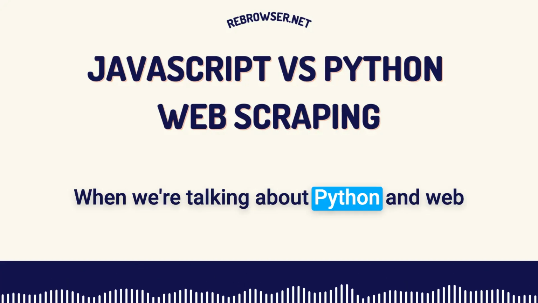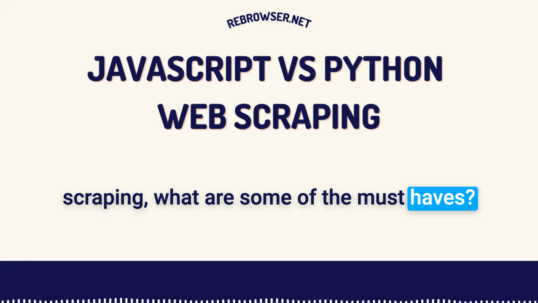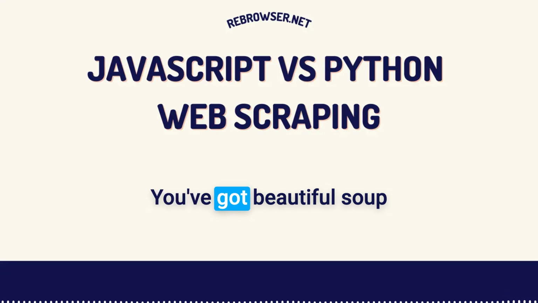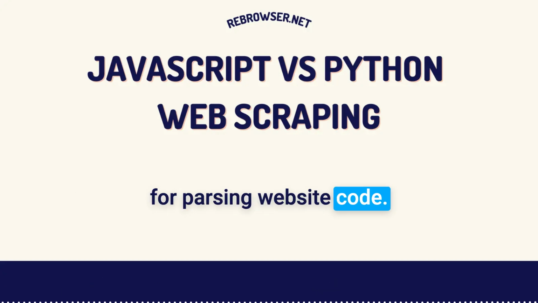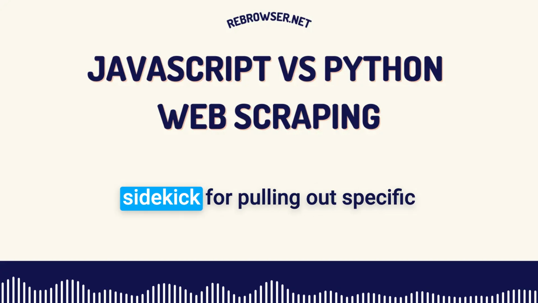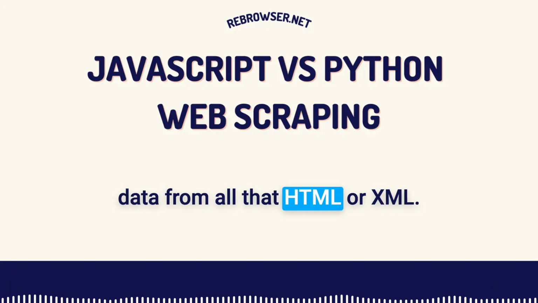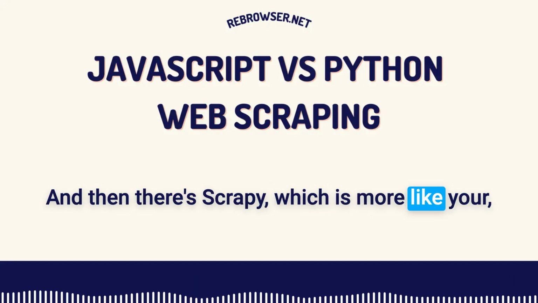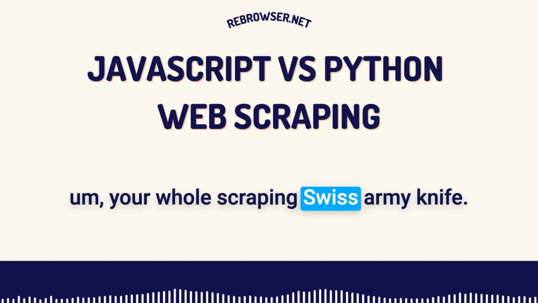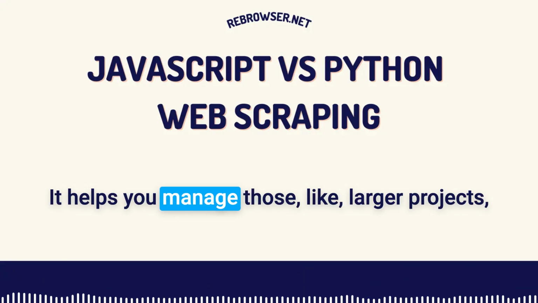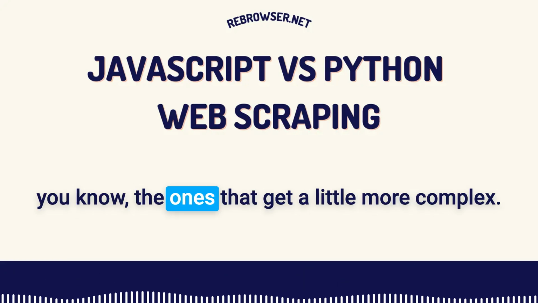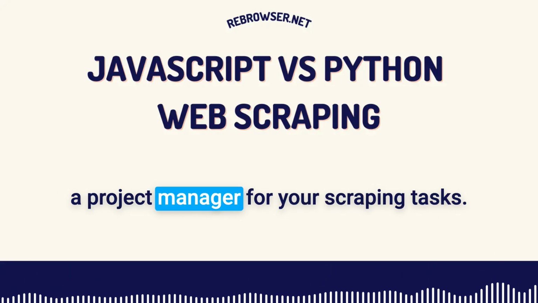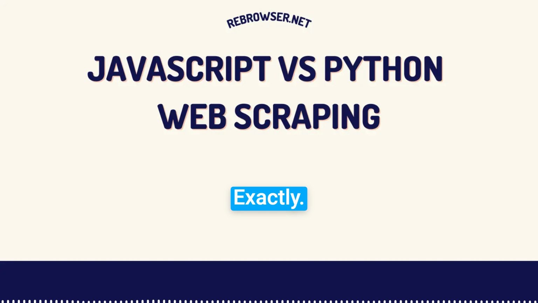So let's talk about some of those tools. When we're talking about Python and web scraping, what are some of the must-haves? The things you absolutely got to know? Okay, well, Python's got this great lineup. You've got Beautiful Soup for parsing website code. So it's like your trusty sidekick for pulling out specific data from all that HTML or XML. Makes sense. Very straightforward. And then there's Scrapy, which is more like your whole scraping Swiss Army knife. It's a framework. It helps you manage those larger projects, the ones that get a little more complex. So Scrapy keeps you organized, kind of like a project manager for your scraping tasks. Exactly. That's a great way to put it.